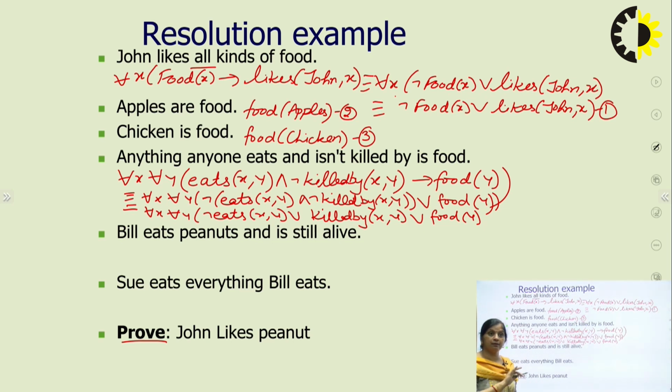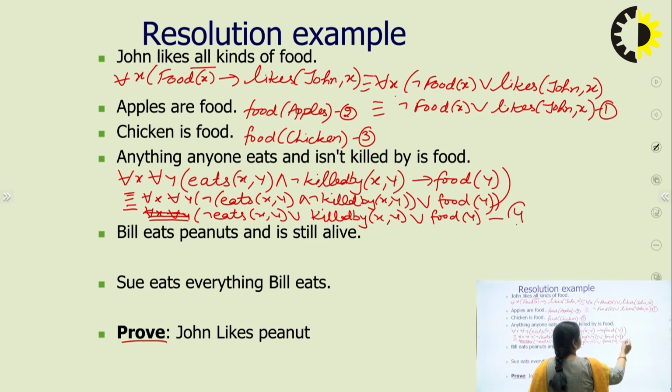Now the next step is to standardize apart. But here both the variable names are different, so that is not a bother. So simply move all the quantifiers to the left, that are already on the left. Then do skolemization to remove the existential quantifier, but there is no existential quantifier. So simply we will drop the quantifiers. Let me drop these two quantifiers. So what I'll get here in clause form: not of eats(x, y) or killed by(x, y) or food(y). So this is my fourth clause form, fourth statement.